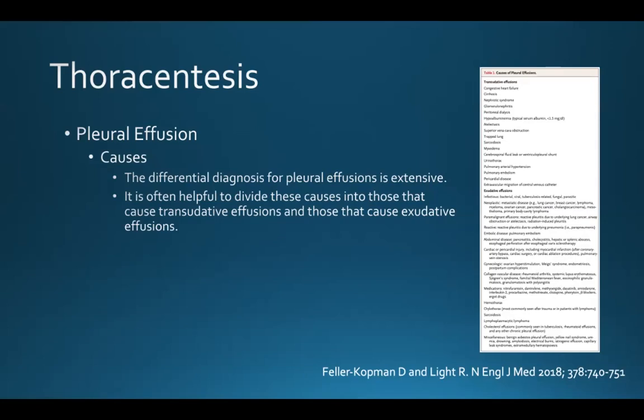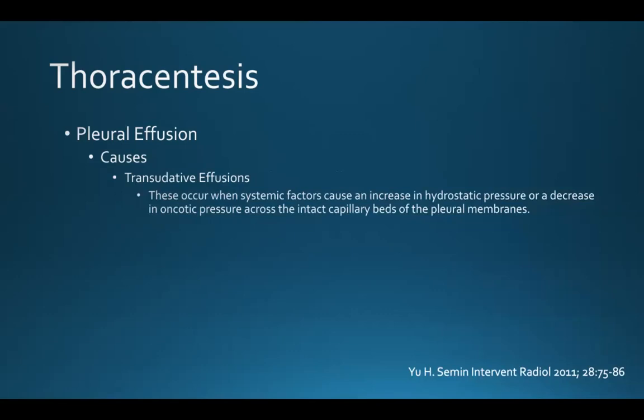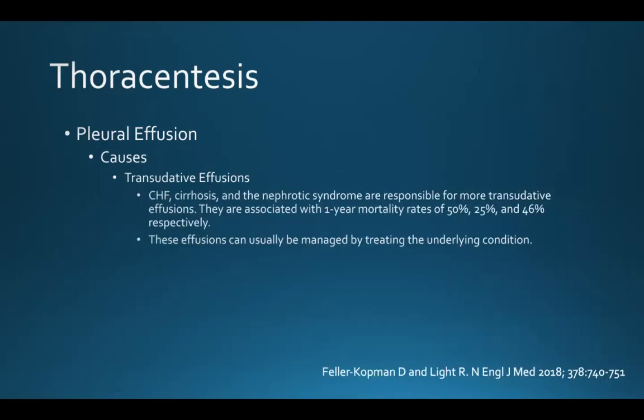Most people find it helpful to divide these causes into those that cause transudative effusions and those that cause exudative effusions. A transudative effusion occurs when systemic factors cause an increase in hydrostatic pressure or a decrease in oncotic pressure across the intact capillary beds of the pleural membranes. Congestive heart failure, cirrhosis, and the nephrotic syndrome are responsible for most of the transudative effusions. They're associated with one-year mortality rates of 50%, 25%, and 46% respectively. And these effusions can usually be managed by treating the underlying condition.